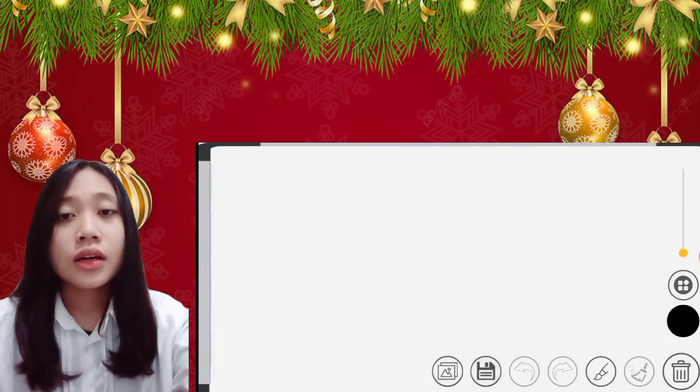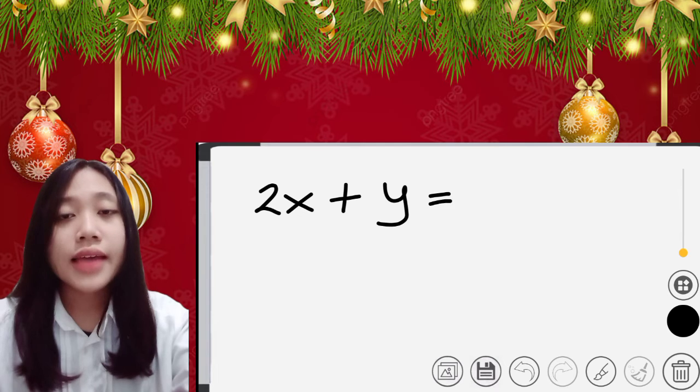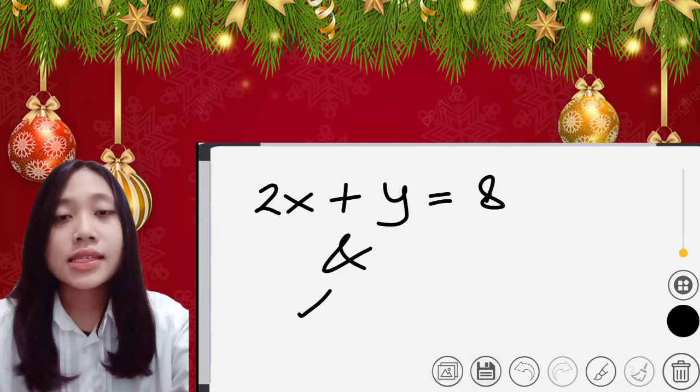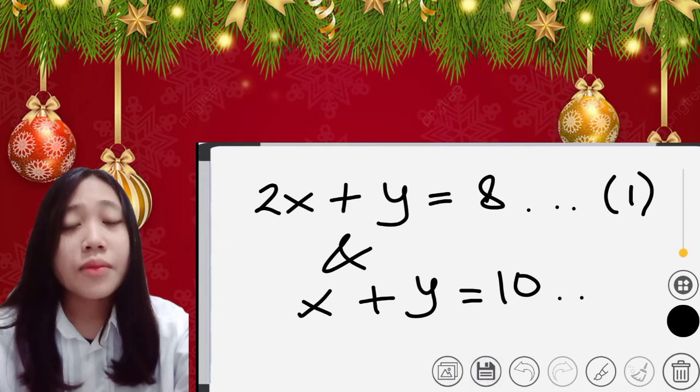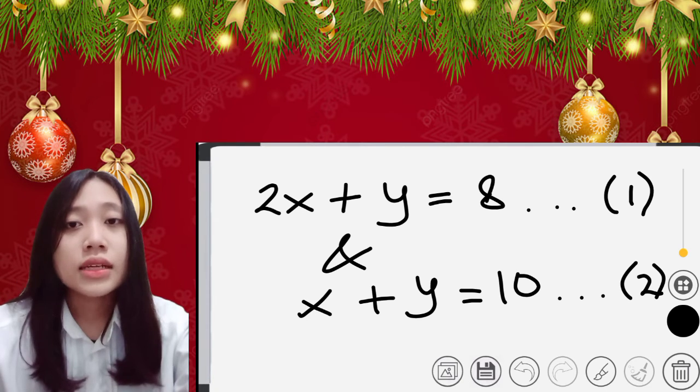One more discussion. We will try to discuss linear equations of two variables. Example, 2x plus y equals 8 and x plus y equals 10. To solve this, we can suppose 2x plus y equals 8 becomes equation 1 and x plus y equals 10 becomes equation 2. Then we can use the mixed method, namely by elimination and substitution.